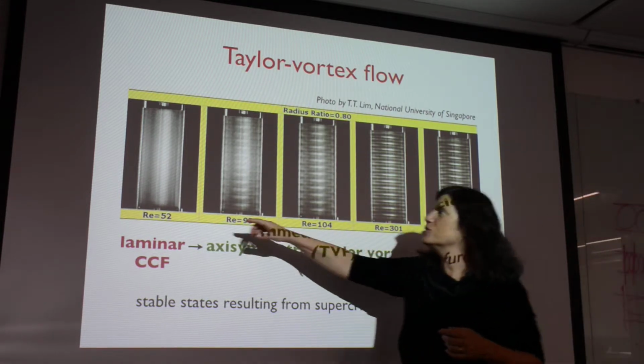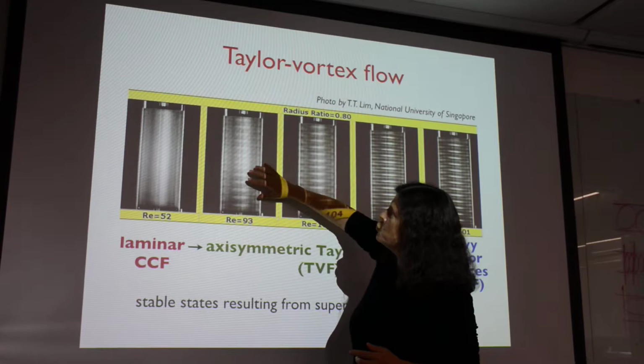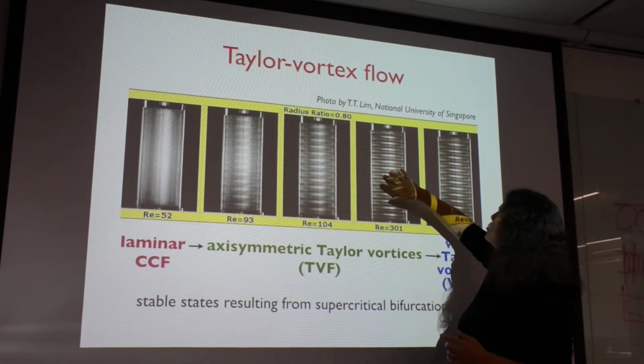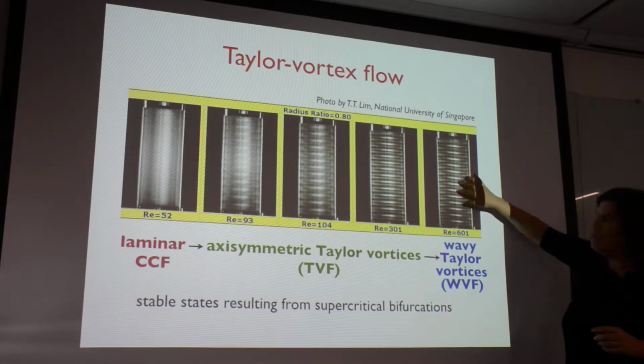This is the laminar state, no features here. Then this is the breaking of Z symmetry, and you have these rolls, and here you don't see it very well, but it's becoming wavy. That's the movie I wanted to show you.